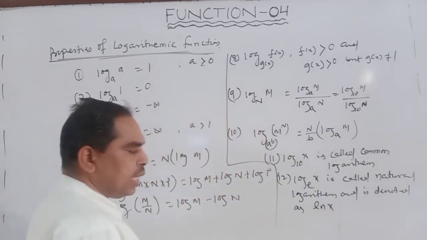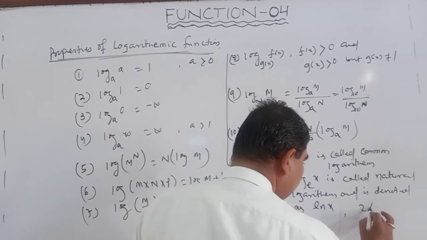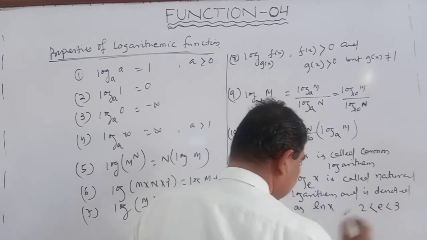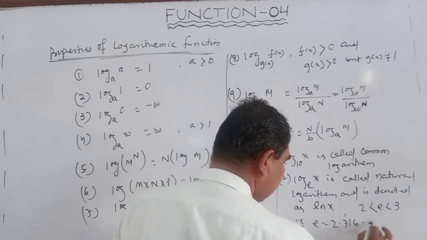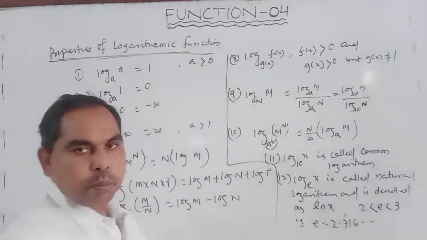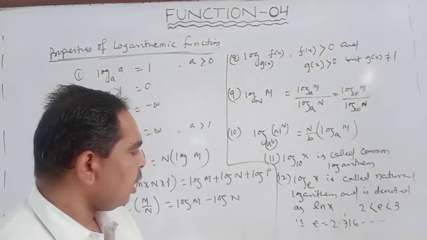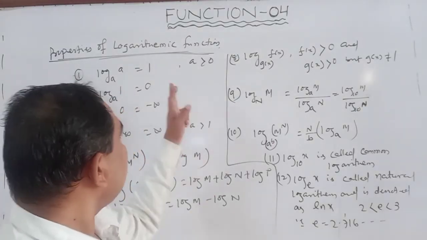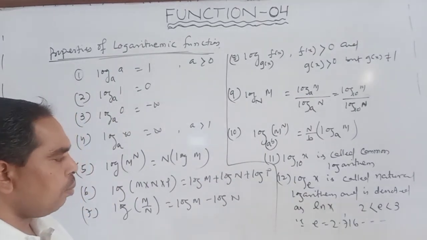Here the base is e, we write ln, where e is between 2 and 3, e is equal to 2.716..., an irrational number. So these are the properties of logarithmic function.